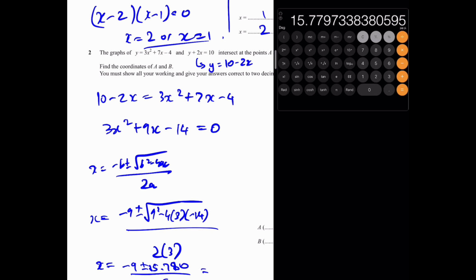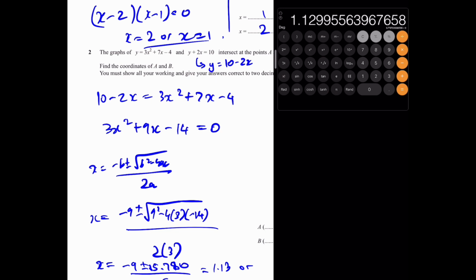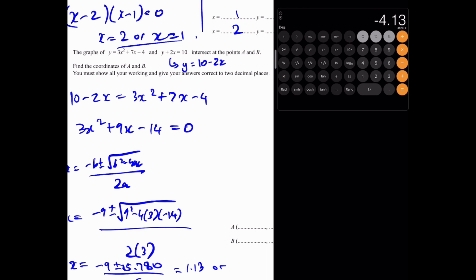If we add this with minus 9, that means let's do minus 9 plus 15.78, and then divide by 6 to get 1.13. And there's another value, which is minus 9 minus 15.780. So minus 9 minus 15.78, we get that divided by 6 is minus 4.13.